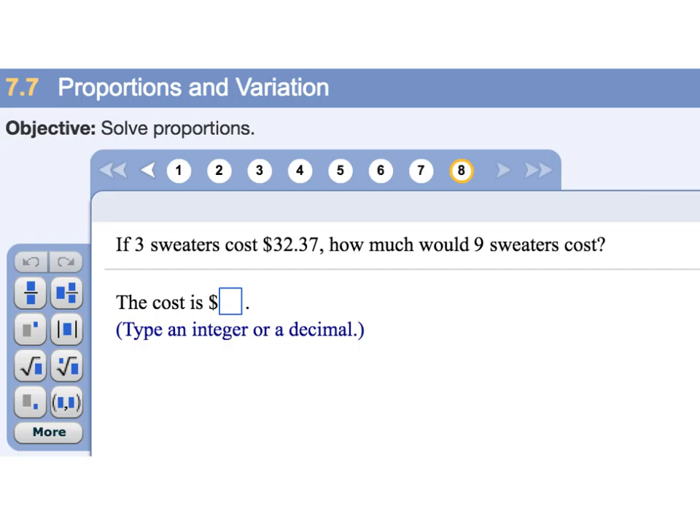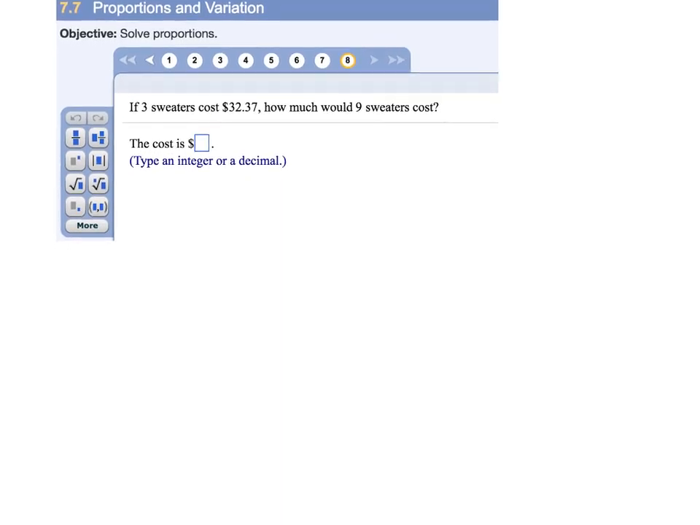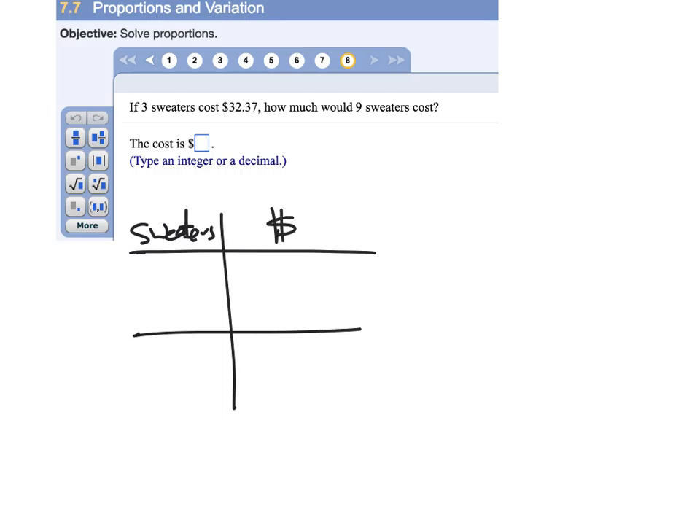So here's another problem. This is a proportion problem. It says if 3 sweaters cost $32.37, how much would 9 sweaters cost? So what does that mean? What that means is you could think of it as a table, and you can say sweaters, and you can think of cost. And you can say, well, 3 sweaters cost $32.37, so 9 sweaters cost how much money?